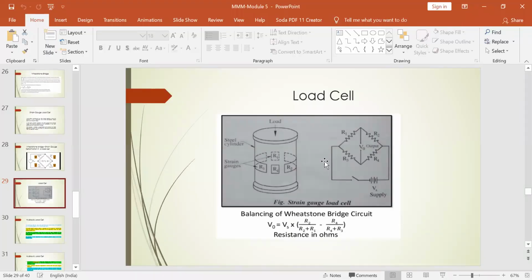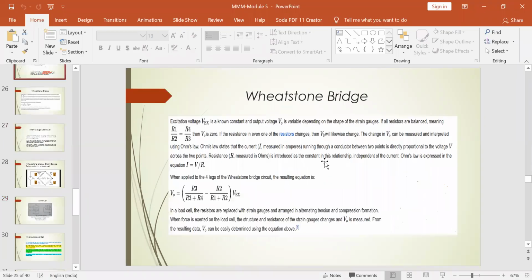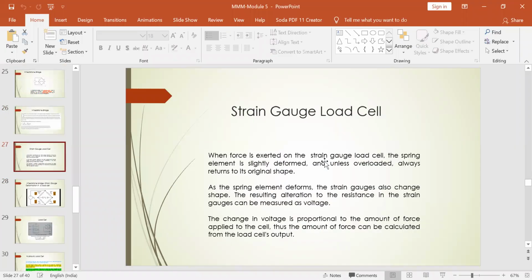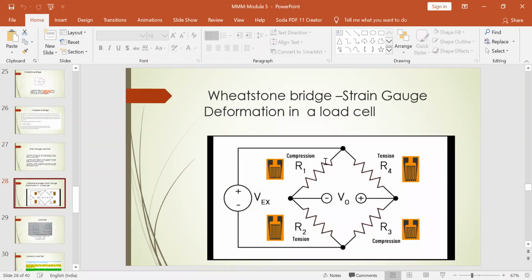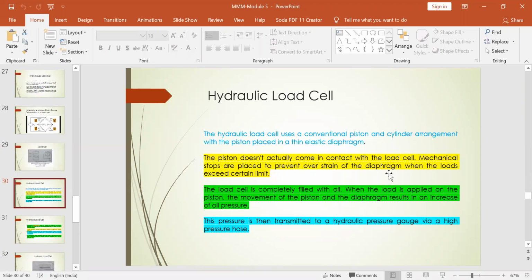So if they ask you to explain the strain gauge load cell, just speak about the strain gauge, throw some concept on the Wheatstone bridge, and show how the Wheatstone bridge is replaced with the strain gauge load cell and how you determine the output voltage. So this is about the strain gauge load cell, and in the next classes we will deal with the other types of load cells and then go for the measurement of torque and pressure.